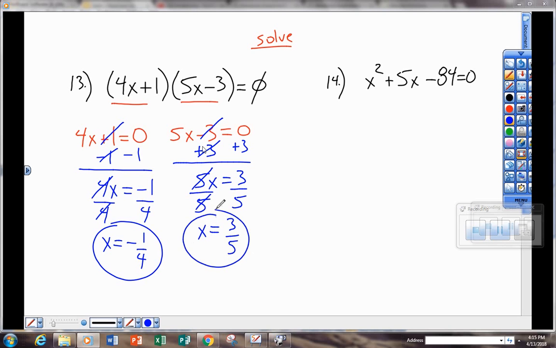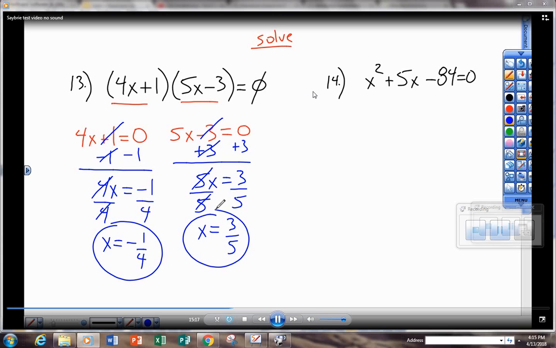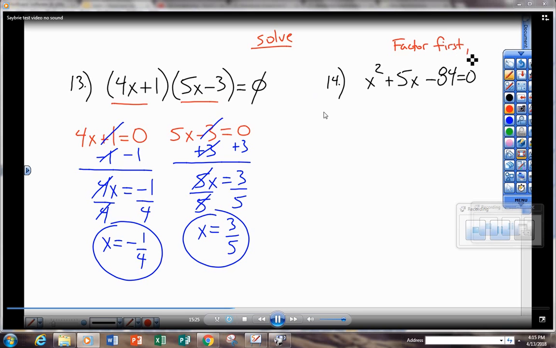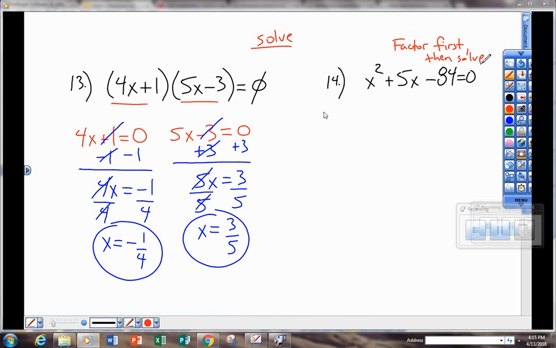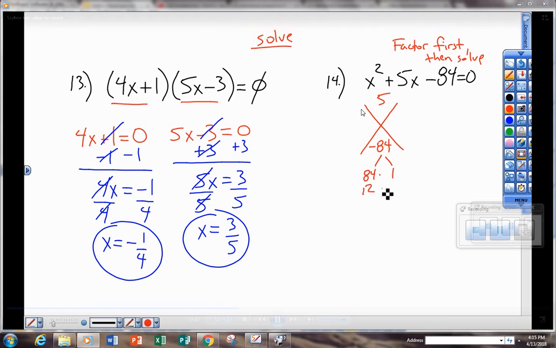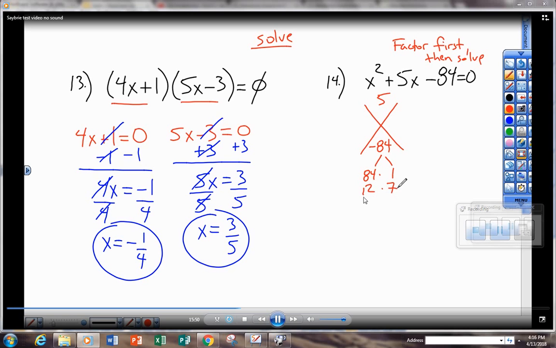All right, this one I need to factor first and then solve my factored pieces. So x squared plus 5x minus 84. I draw my x method. Factor it and then solve those pieces. So with 5 on the top and negative 84 on the bottom, the two numbers that multiply to give you negative 84 and add to give you positive 5 are going to be 84 and 1. I think the other pair is 12 and 7, and that's going to be the pair that works, I believe.